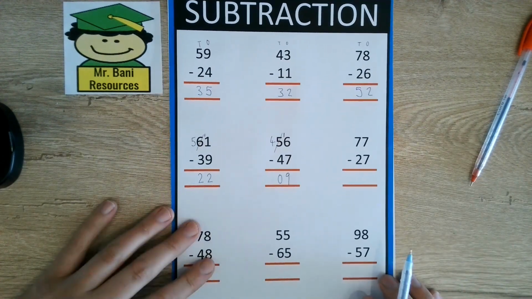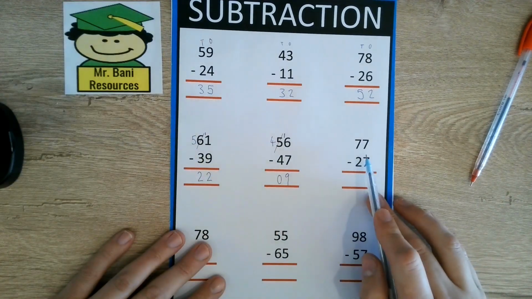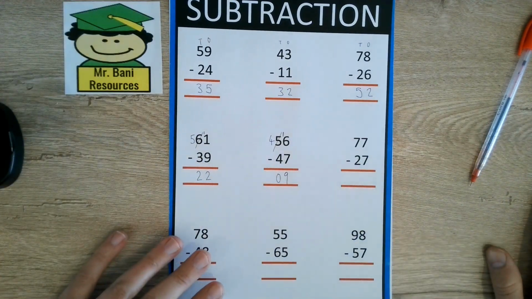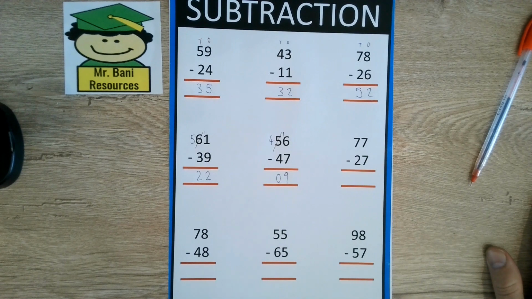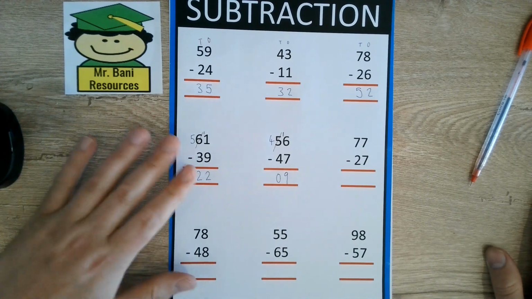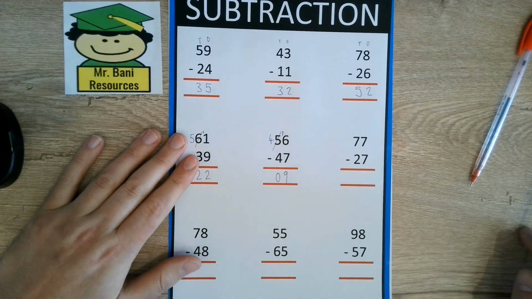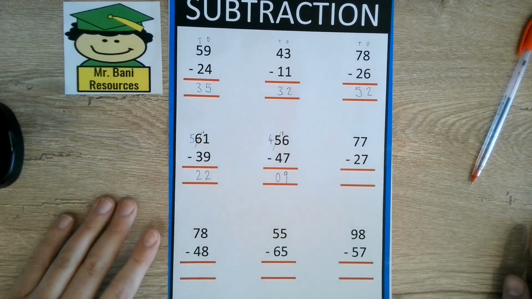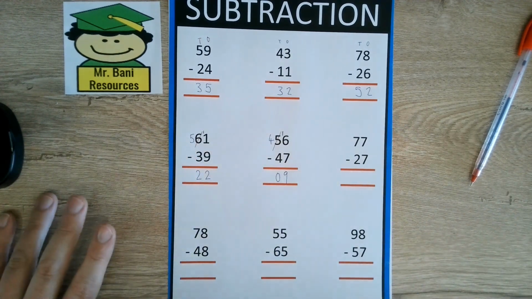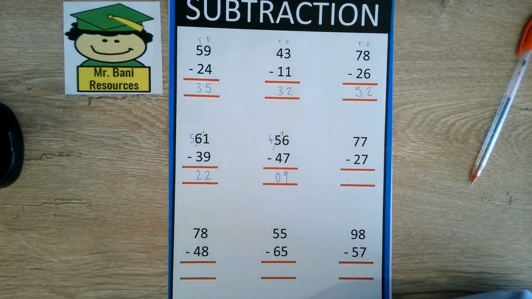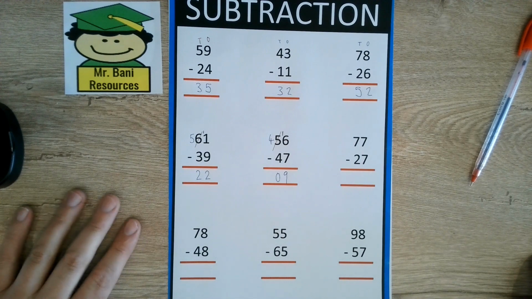Let's move on to the last one now. 77 take away 27. Is my top bigger than my bottom? No, it's not. Is my top smaller than my bottom? No. It's the same. Do you think I'll have to exchange something if it's the same? Some say yes, some say no. Let's have a look.